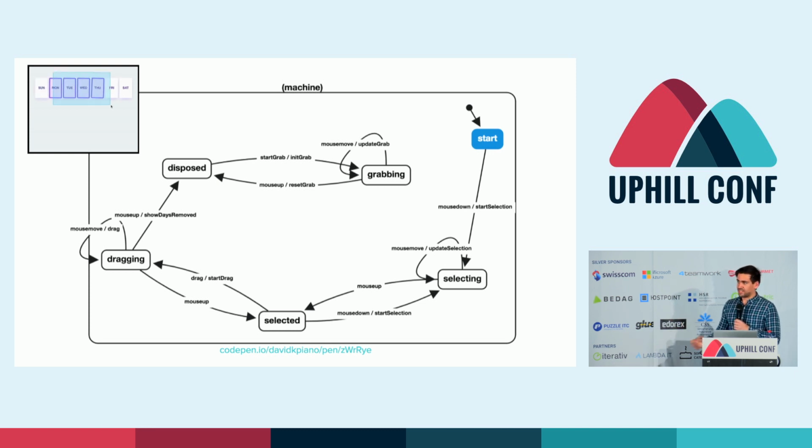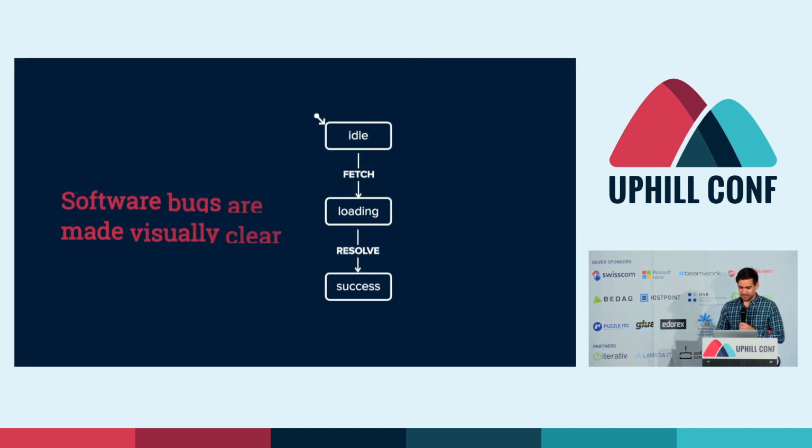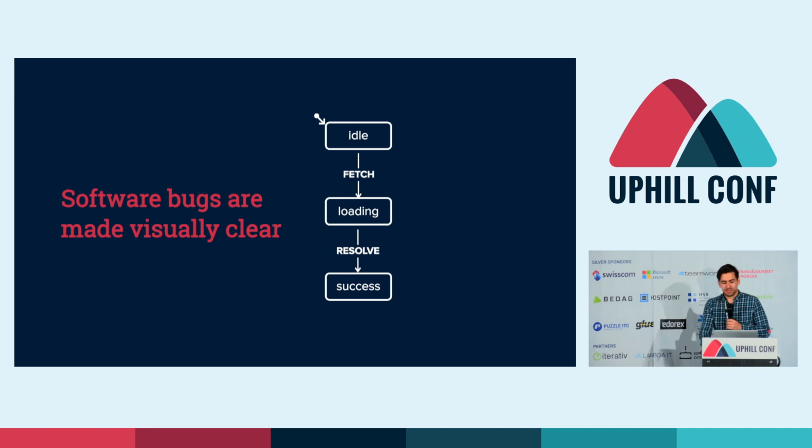And so this is a very visual and clear way of representing this application. Without this, I don't know how I would have been able to do it, but this just gives me a very clear top-down overview picture of how my app is supposed to behave. Also with state machines, software bugs are made visually clear. And so in this example, what's missing? Anyone want to shout it out?